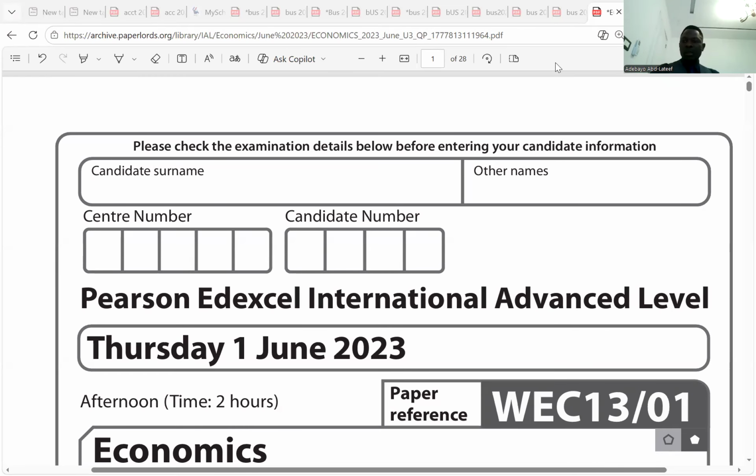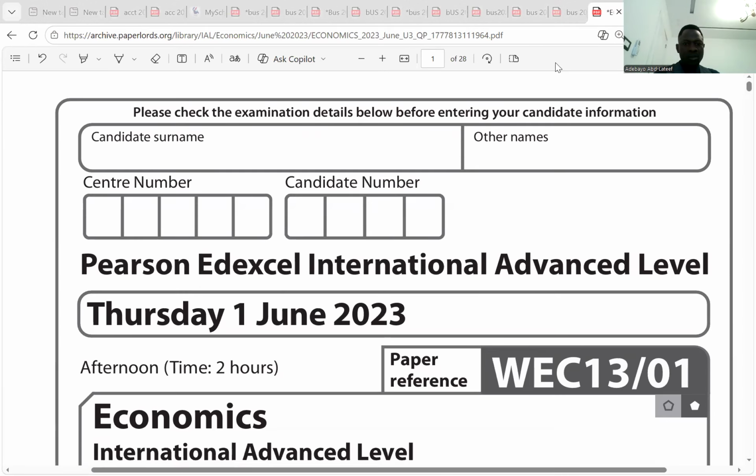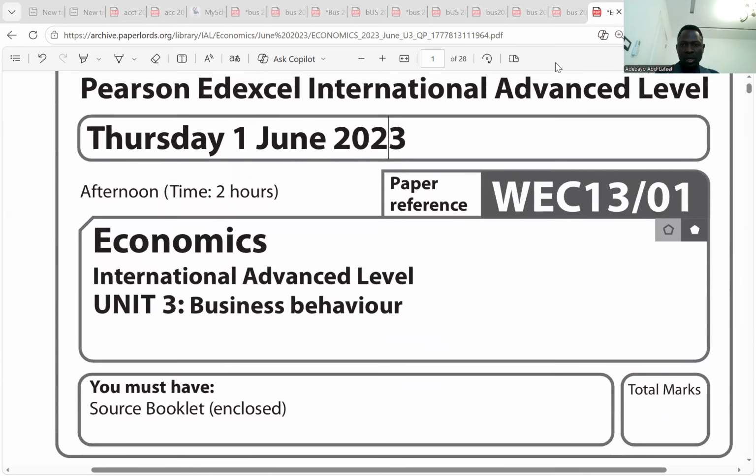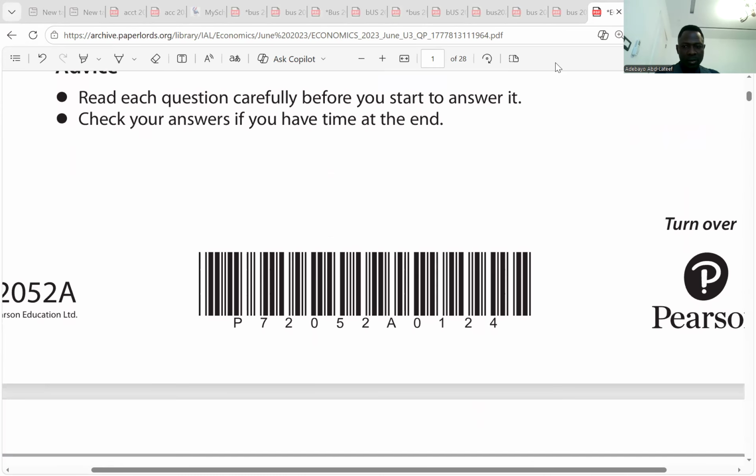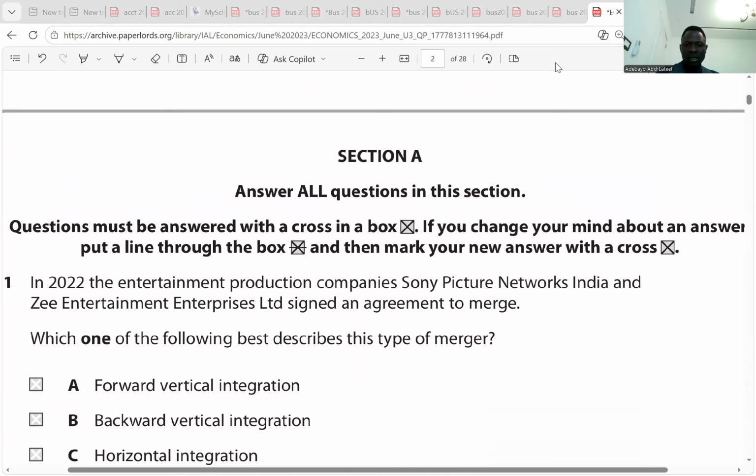Okay. So we have the economics A level paper, question 3, past paper 3. Let's look at it together. I'm going to treat questions 1 to 6 here.